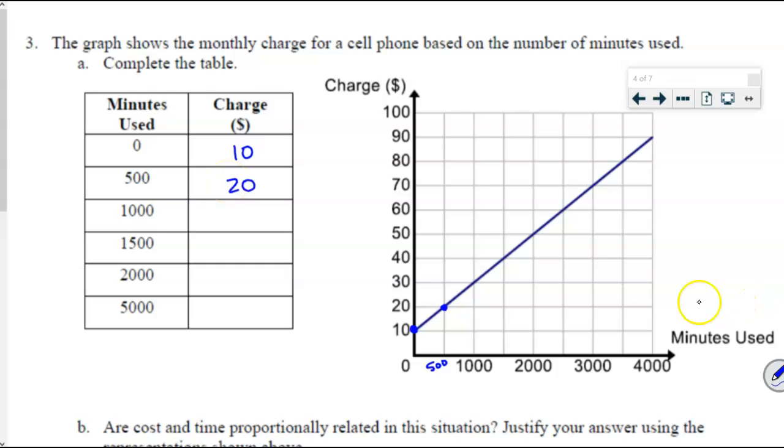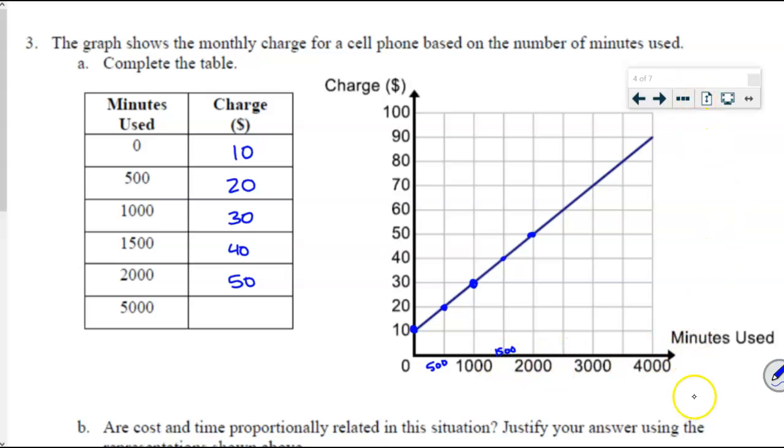You got it. Let's go one more student helping me out for the next one, and then we'll fill out the rest together. Tanner? Great. So we go over to 1,000, climb up until we hit that line and we see that 30. So 1,000 minutes used is going to be a charge of $30. Very good. So continuing on, again, between 1,000 and 2,000 is going to be that 1,500. At 1,500, that's going to be $40. 2,000, that's going to be $50. And 5,000, we skipped ahead.